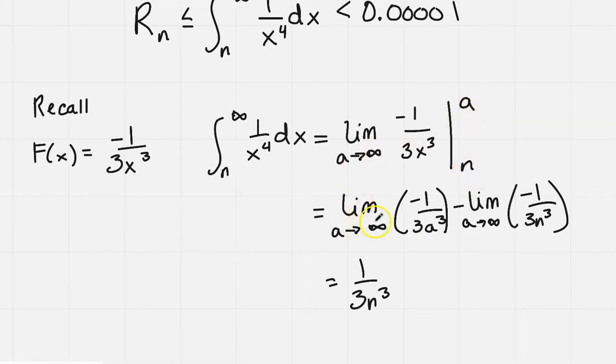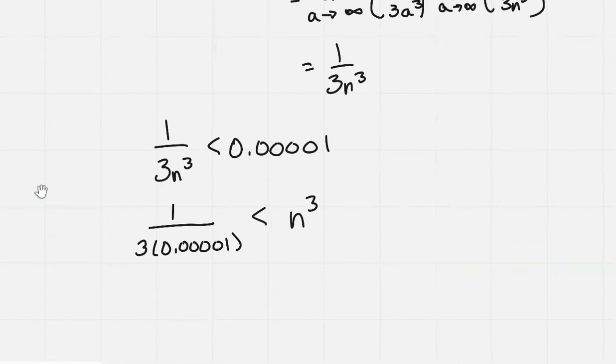And when I plug all that in, taking the limit as a goes to infinity of negative 1 over 3a cubed, that will equal 0, and that's minus the negative 1 over 3n cubed, because n is treated as a constant here. And so we get this positive 1 over 3n cubed. So that's what we want: 1 over 3n cubed is less than 0.00001.